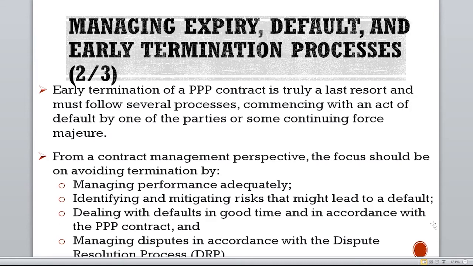So early termination of a PPP contract is truly a last resort and must follow several processes. Before even early termination, there'll be a dispute process, and every party would have tried to see what they can do to remediate. But if it seems not to work out, early termination is like a last resort. And then there are always dispute resolution processes, and it might also mean alternative dispute resolution, ADR, where you might want to settle out of court. It depends on how things are considered in the agreement.